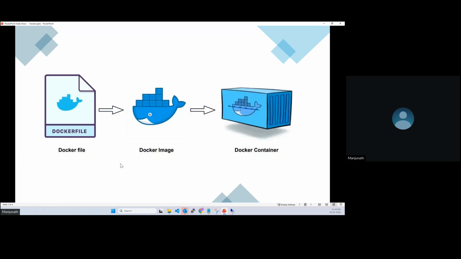So we'll see what is a Dockerfile. A Dockerfile is very much needed to build a Docker image. A Dockerfile is a text file that contains step-by-step instructions to build a Docker image. A Docker image is a packaged snapshot of everything needed to run an application. When we run an image, it creates a Docker container. So no image means no container. Docker containers are always created from Docker images.